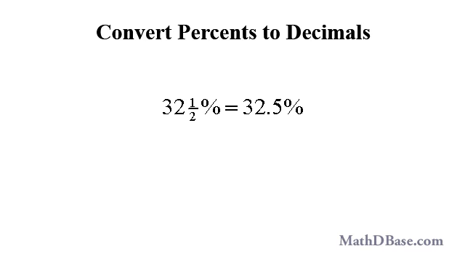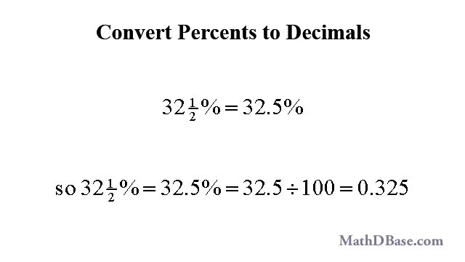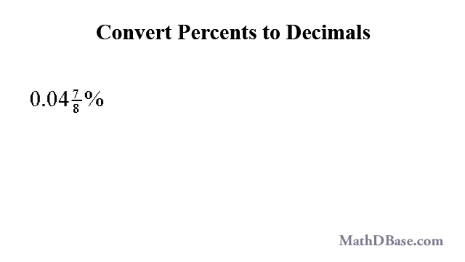32 1/2% is equal to 32.5%, since 1 divided by 2 is equal to 0.5. And 32.5% by definition is equal to 32.5 divided by 100, which is equal to 0.325, moving the decimal point two places to the left.